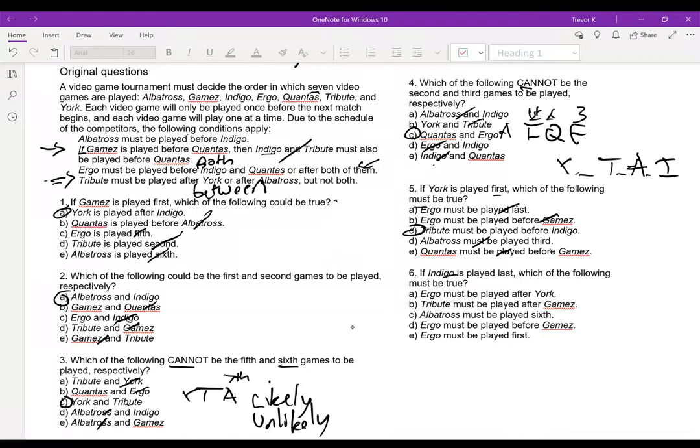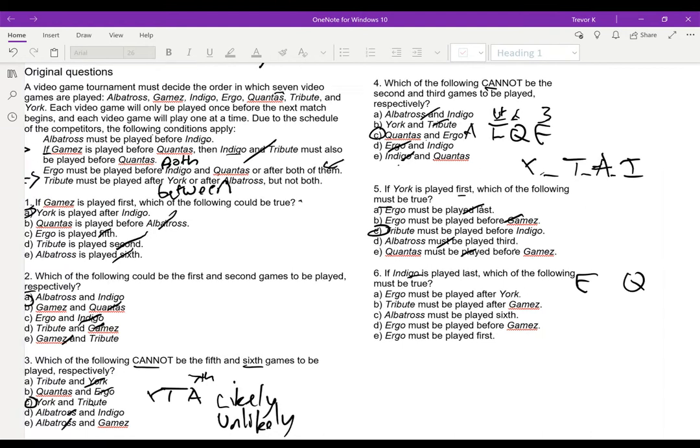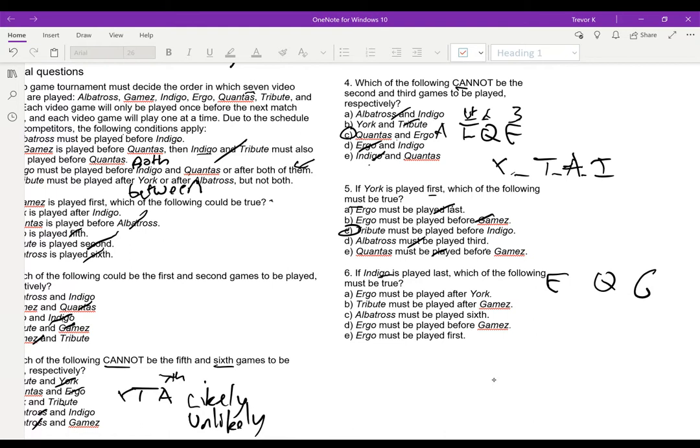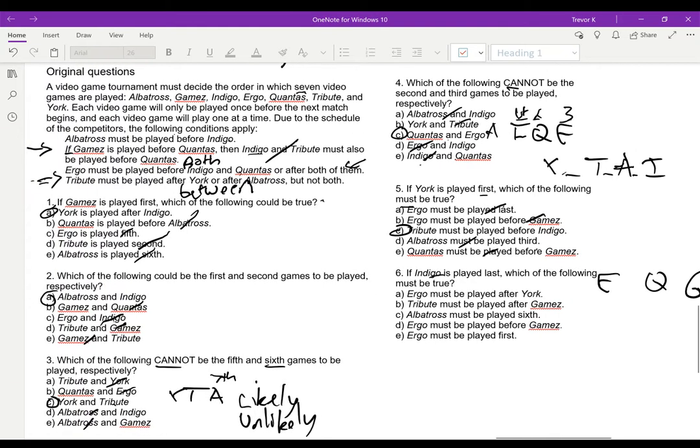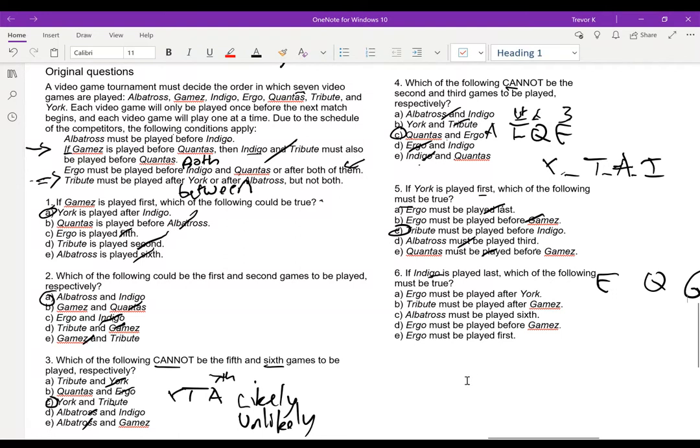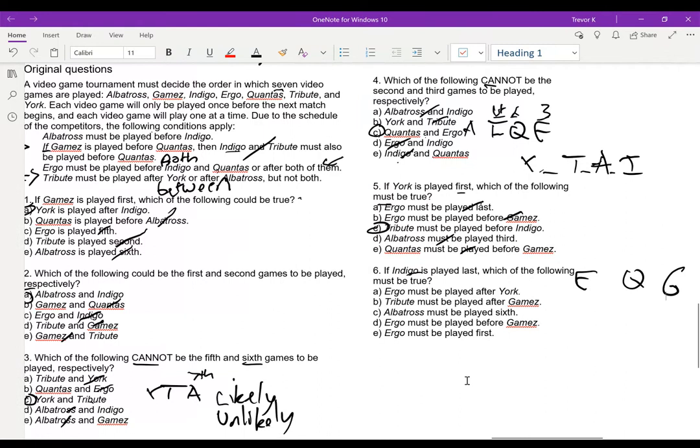Ergo must be played before Indigo and Quantus, or after both of them. Yeah, so for this one, Ergo is going to be sometime before both, before Quantus. Cool. Tribute is after York or after Albatross, not both, doesn't really apply. So the only one I have for sure here is that I can't let rule B apply. So let's say Quantus is sometime after Indigo. I'm going to do something like this. Quantus has to be sometime after Indigo, and Ergo has to be sometime before Quantus. All right, so let's do that.